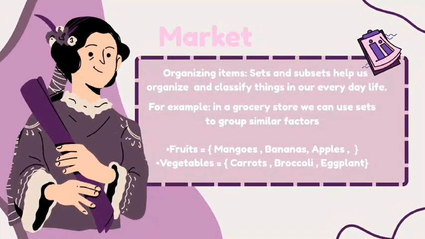Actually, we have been using subsets and sets all our lives, but we just don't notice it. An example would be in the market. Organizing items, sets, and subsets help us organize and classify things in our everyday lives. For example, in a grocery store, we can use sets and subsets to group similar items, such as fruits and vegetables. This is a concrete example of how sets can help us separate and classify the specific type of edibles.